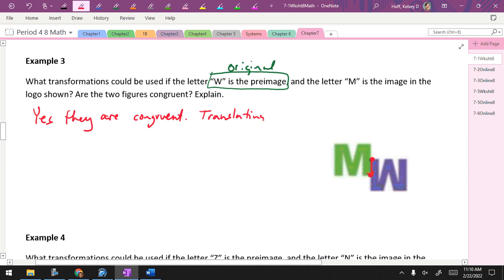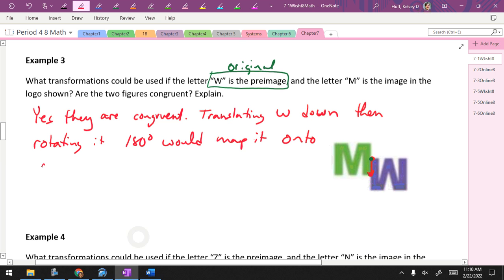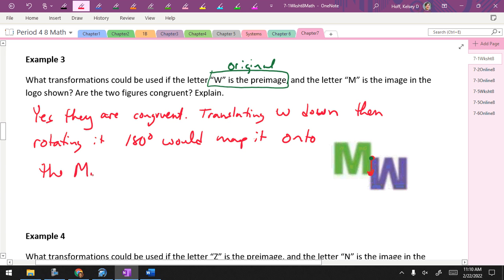Translating W down, then rotating it 180 degrees would map it onto the M. Yes, they are congruent. Translating the W down, then rotating it 180 degrees would map it onto the M.